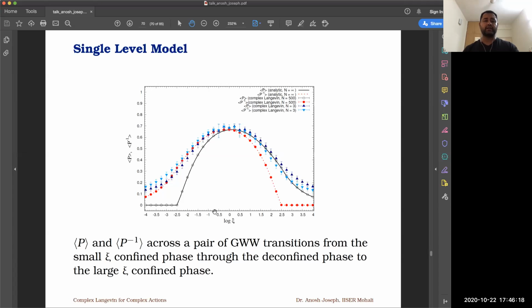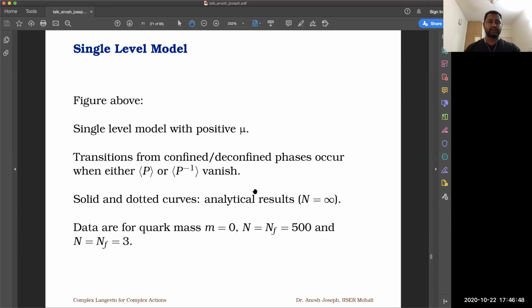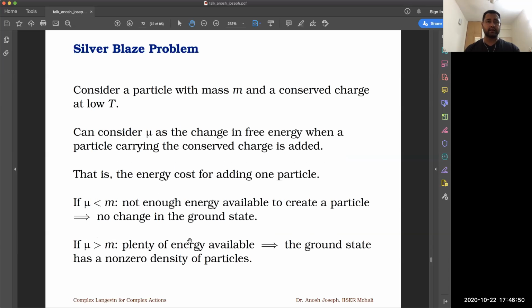Okay, so let's look at the Polyakov loop and the inverse Polyakov loop. Again, this solid curve is the analytical result for n equal to infinity. The solid curve and the dashed curve, and we have data points for n equal to 3 and n equal to 500. When n reaches 500, it is lying on top of the exact result, the analytical result, and for n equal to 3, it is slightly above. So this is an explanation of the figure.